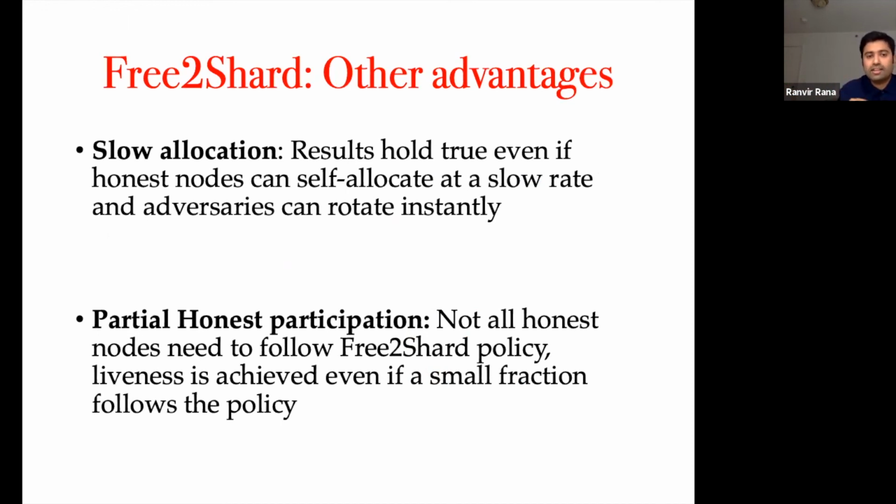As I mentioned before, we assume that adversaries can adapt instantly based on seeing the honest behavior. We also allow partial honest participation. So we don't require all honest nodes to follow this DSA policy. Even if a small fraction of honest nodes follow the DSA policy, we can still achieve the required goal.